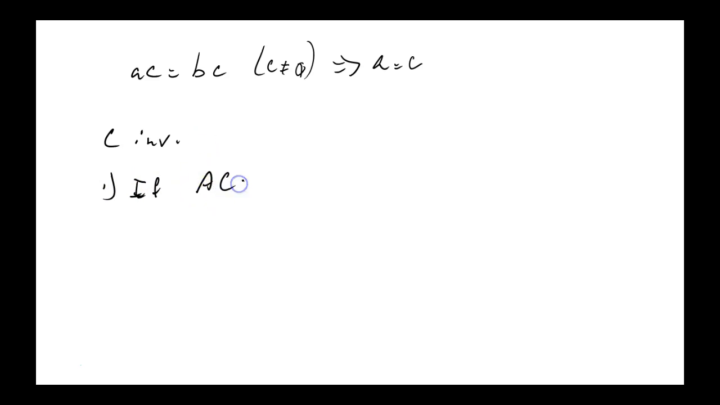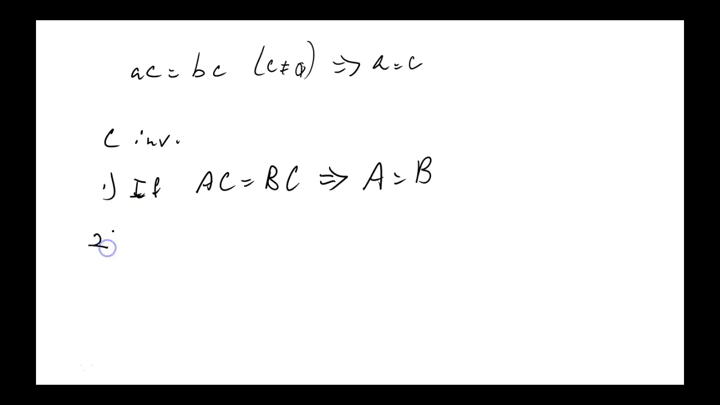Okay? Here's the first. If AC is equal to BC, then A is equal to B. Now, if you recall earlier, you couldn't always say that. But now you can if you know C is invertible. Okay? If C is an invertible matrix, then this is true. Okay? That's the right cancellation property.